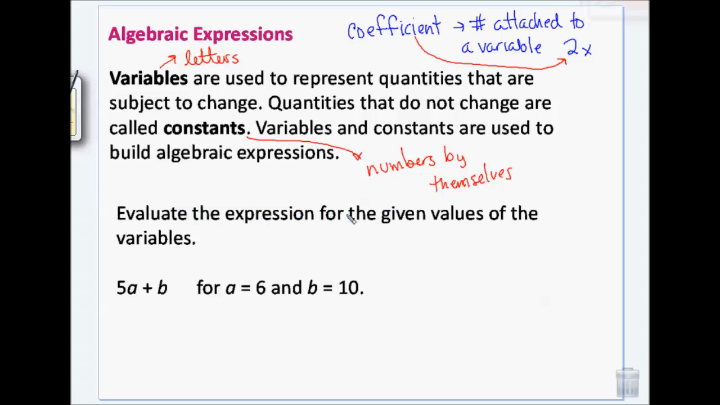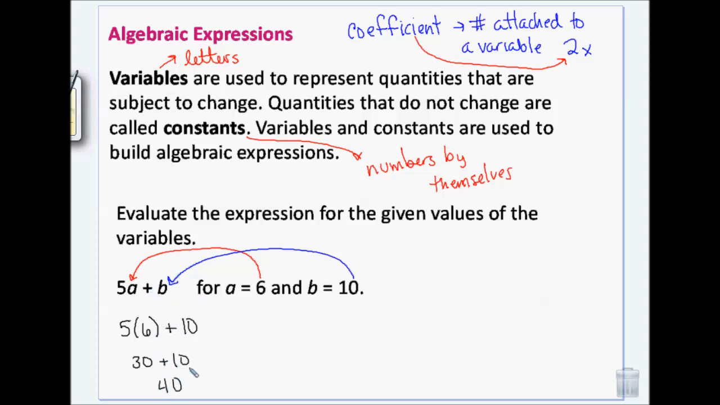All right, so how do we do this? We're going to evaluate an expression for given values of a variable. I have 5a plus b, and then they say for a equals 6 and b equals 10. They're telling us what a and b equal. So what we're going to do is take this 6 and replace a with it, and take this 10 and replace b with it. So instead of 5a plus b, we're going to have 5 times 6 plus 10. That's going to give me 30 plus 10, so it's going to give me 40.